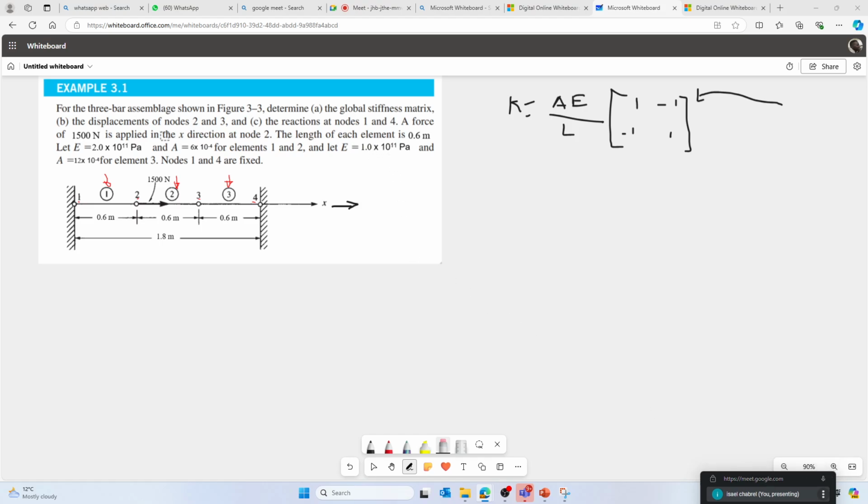Now, they said a force of 1.5 Newton is applied in the x direction. This is the force that they're talking about at node 2 here. The length of each element is, you can see, 0.6, 0.6, 0.6, and the total length is 1.8.